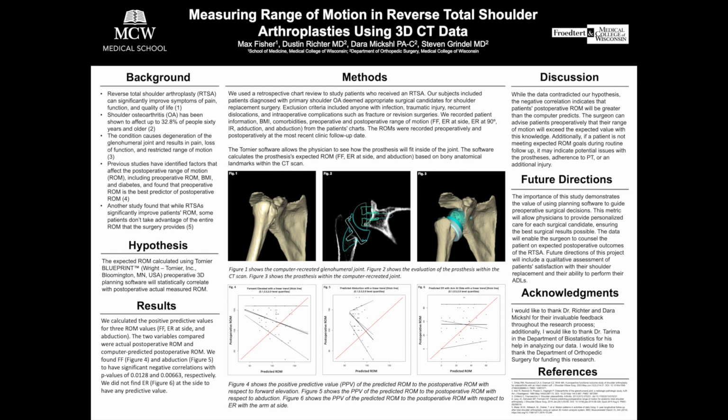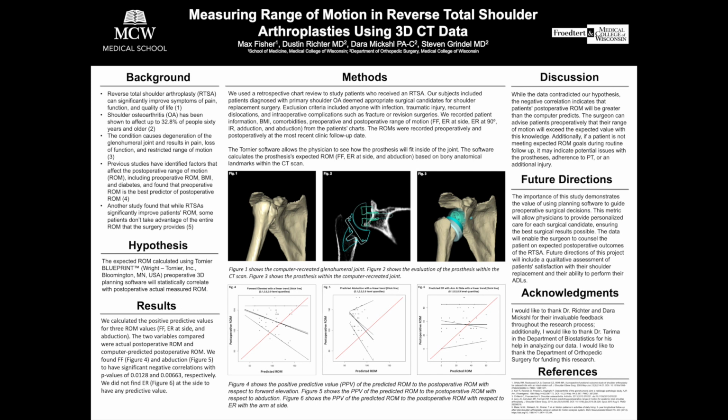We then calculated the positive predictive values for the three computer-calculated ranges of motion: forward flexion, external rotation with the arm at side, and abduction. When comparing these values to the actual postoperative ranges of motion, we found that both forward flexion and abduction had a statistically significant negative correlation with p-values of 0.0128 and 0.00663, respectively. However, we did not find external rotation with the arm at side to have any predictive value.